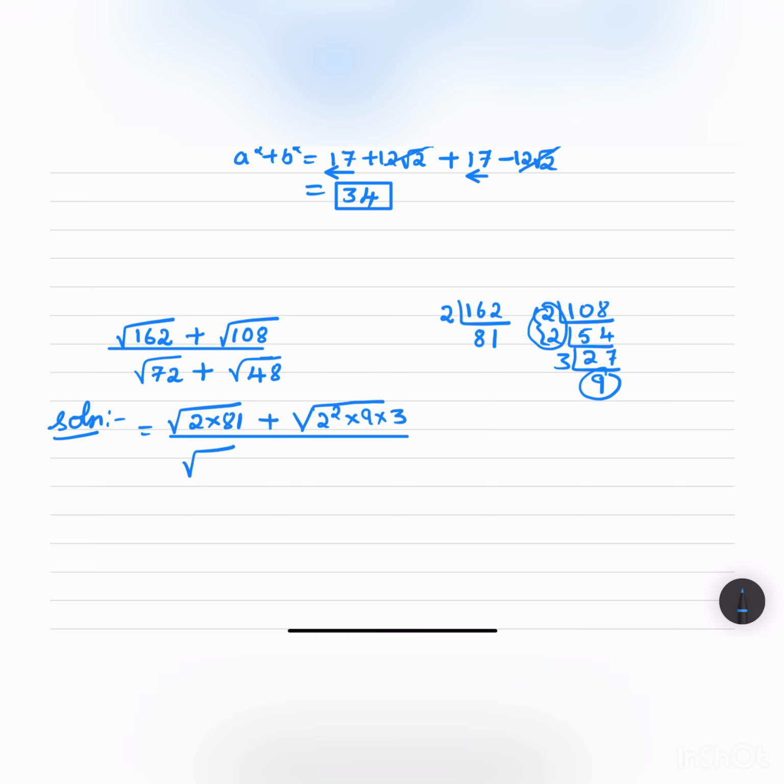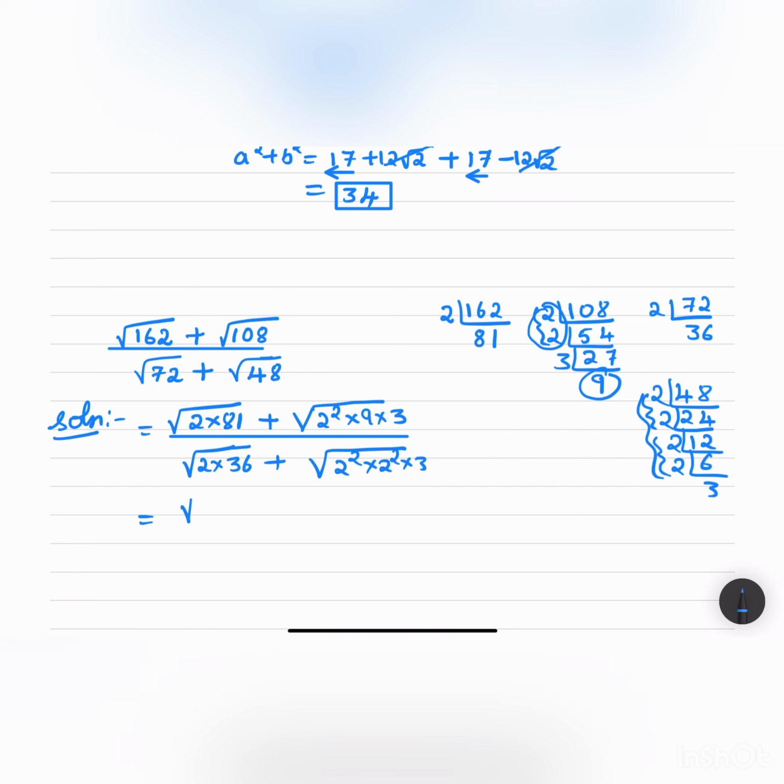72, how do we write 72? If we divide it by 2, 2 36s. 36 is a perfect square number, so let's stop there itself. And then we have 48. So how do we do that? 48 also in the same way, 2 24s and 2 12s, and then this is 2 6s, 2 3s. So this is 2 square into 2 square into 3.